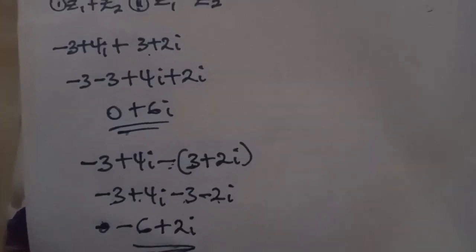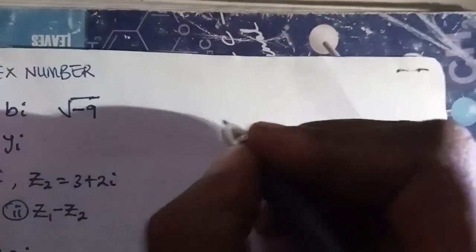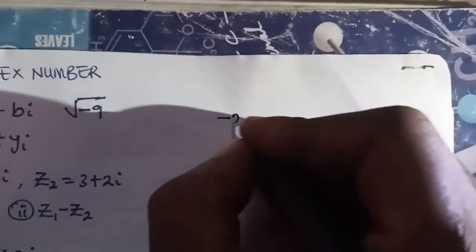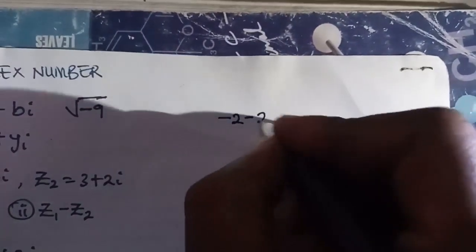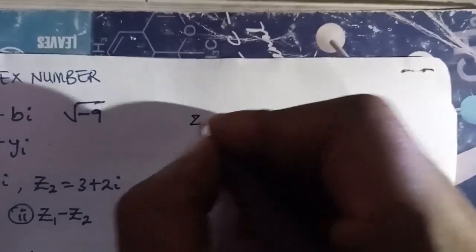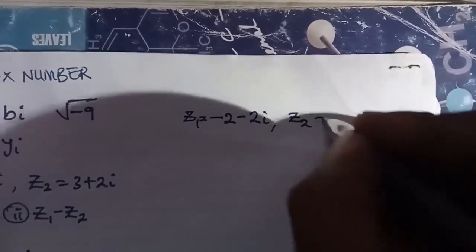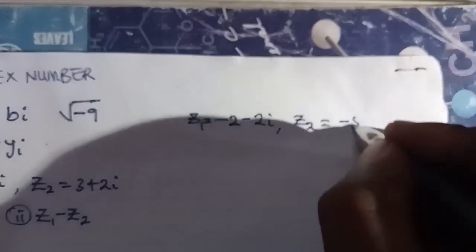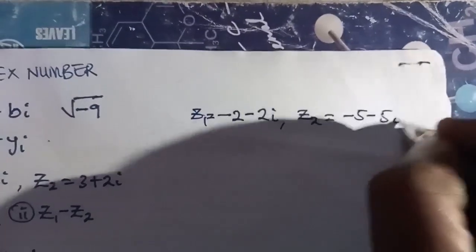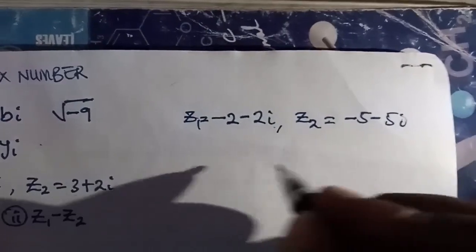So that's the answer. Now on your own, you can also try this. Minus 2 minus 2i as z1. Then z2 is minus 5 minus 5i. Leave the answer in the comment section.